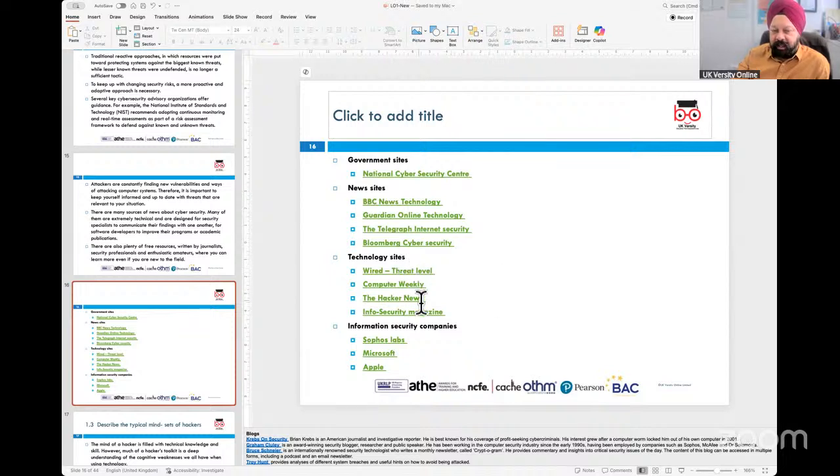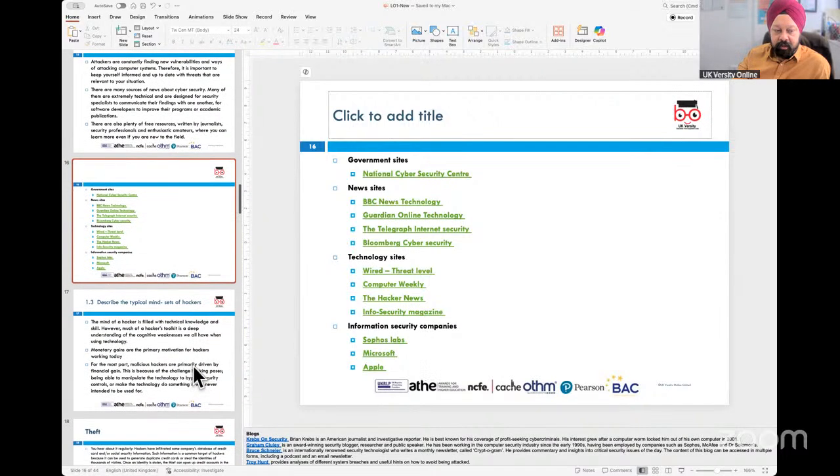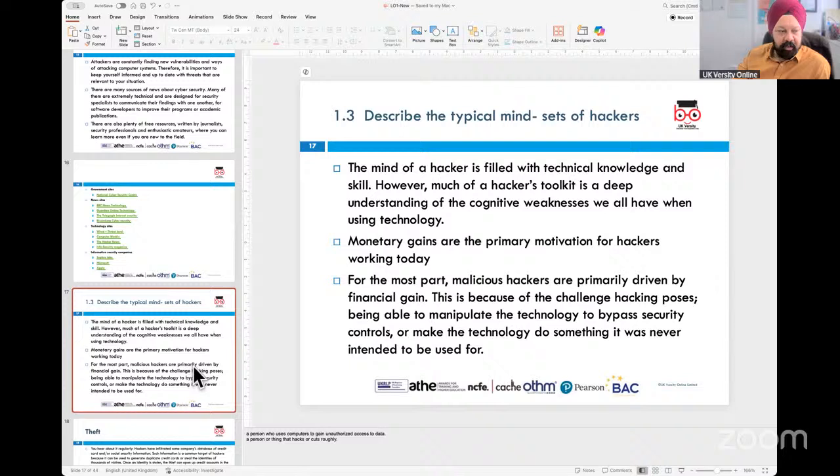There are certain technology sites, and then obviously companies which are developing antivirus software, malware, hacking, or other kinds of software which will prevent these attacks from happening. These sites would also be providing updates related to security. Is that okay? Any questions on this so far?